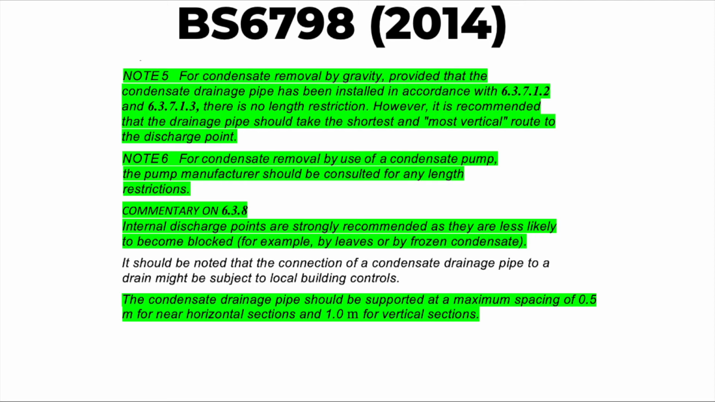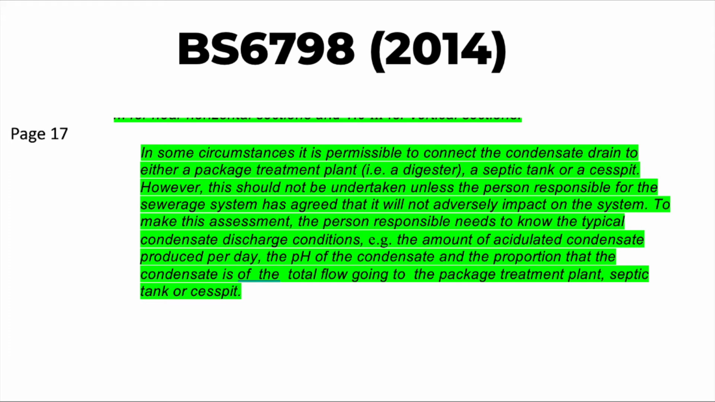The condensate pipework should be supported at a maximum spacing of 0.5 metres on the horizontal and 1 metre for the vertical. This is a part referring to septic tanks, treatment plants, cesspits, etc. Taking advice from the responsible person or the owner, you may have to fit a neutraliser or not be able to connect to this at all.